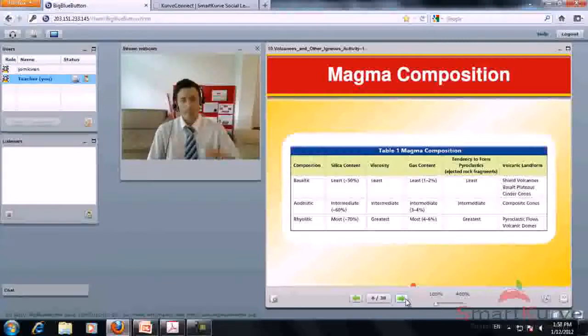So, yeah, basaltic, less silica, lower viscosity. It's going to be more runny, more liquid, more thin. The rhyolitic, more silicates, higher viscosity, very thick. So more syrupy.